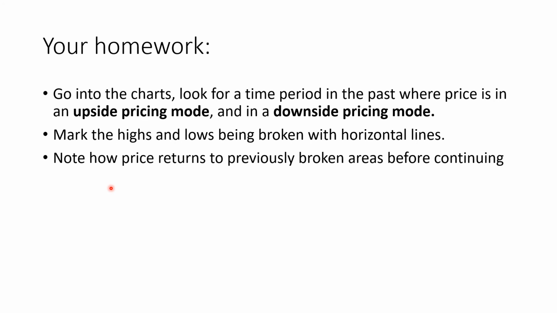Alrighty, so we've arrived at the time of homework. Similarly to how you did your last homework, I want you to go into the charts on TradingView, and I want you to look for a time in the past where price is in an upside pricing mode and where price is in a downside pricing mode. I want you to know why it's in an upside pricing mode and what's in a downside pricing mode. Remember, upside pricing mode is higher highs and higher lows, while downside pricing mode is lower highs and lower lows. And you should be able to start seeing them pretty clearly with a little bit of practice.